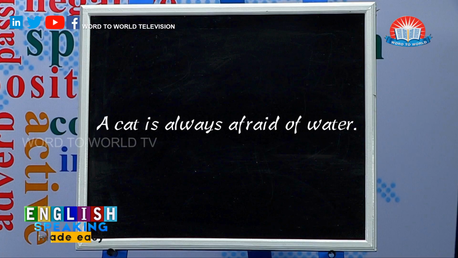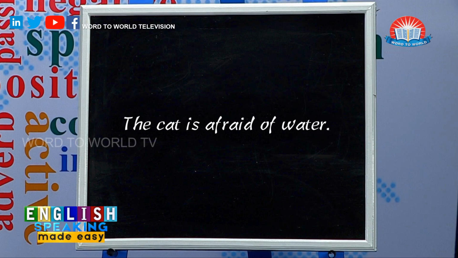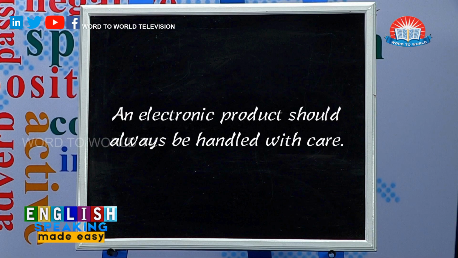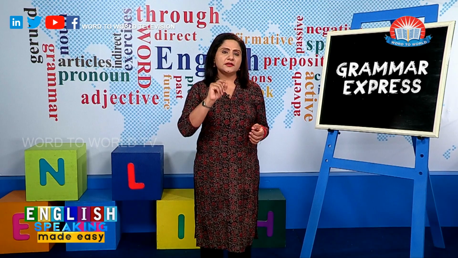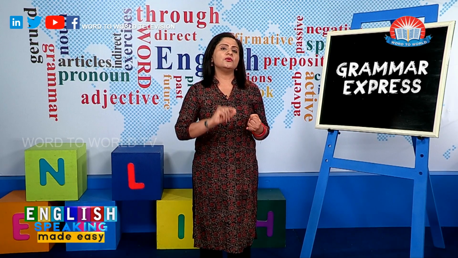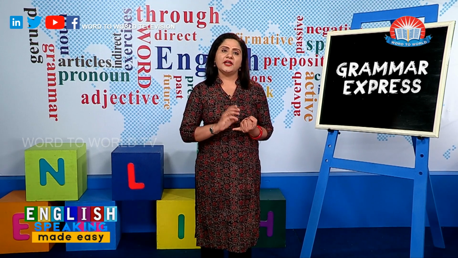For example, a cat is always afraid of water. Here the noun cat refers to any cat. It is not specific. The cat is afraid of water, which means the is specific. An electronic product should always be handled with care. Is it specific or unspecific? They don't mention anything specific. They tell you every electronic product, also an electronic product should be handled with care. The thing is, these articles also serve the purpose of adjectives.